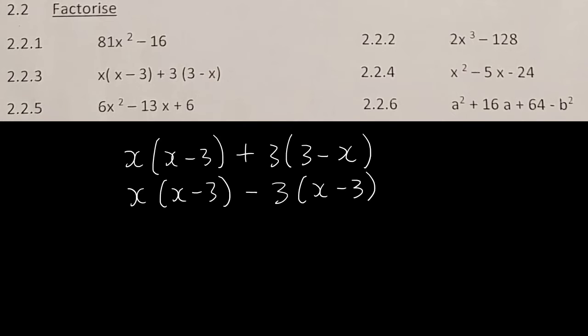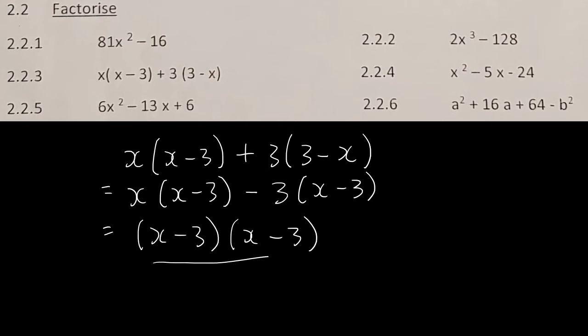Now we can clearly see that there is a minus 3. So we pull out the common factor, minus 3 will be our common factor, and whatever's left will be written x minus 3. So basically I'm left with x minus 3, x minus 3. And that becomes my answer.